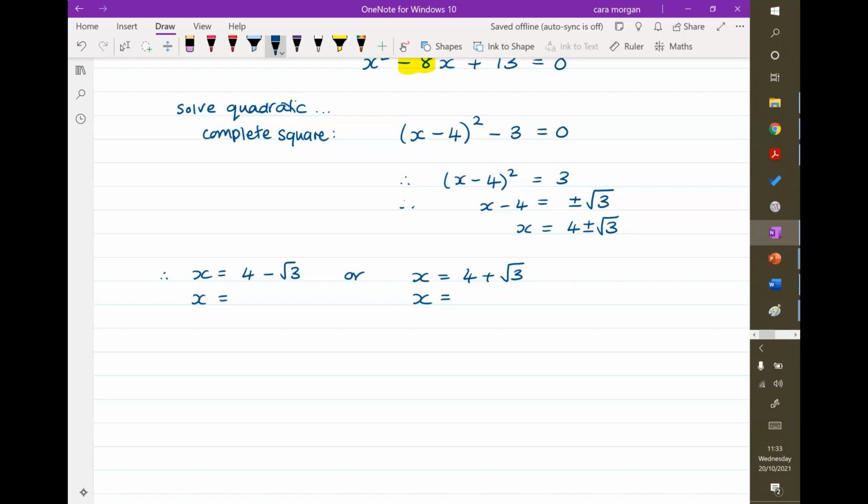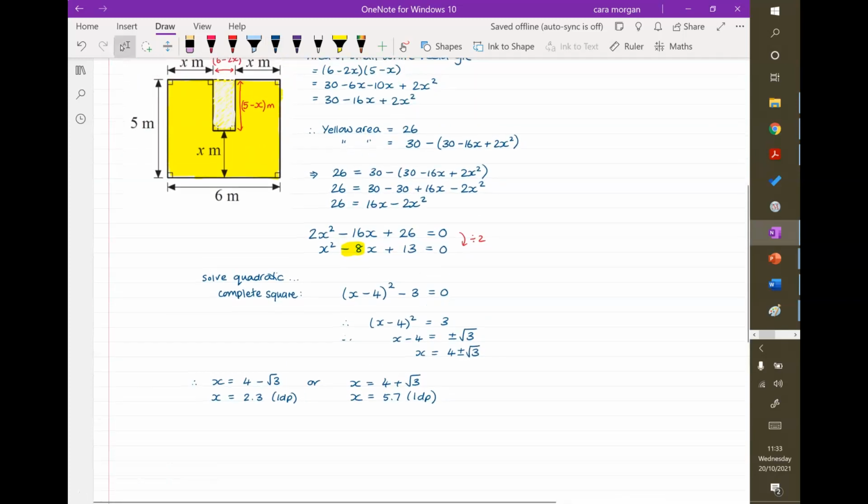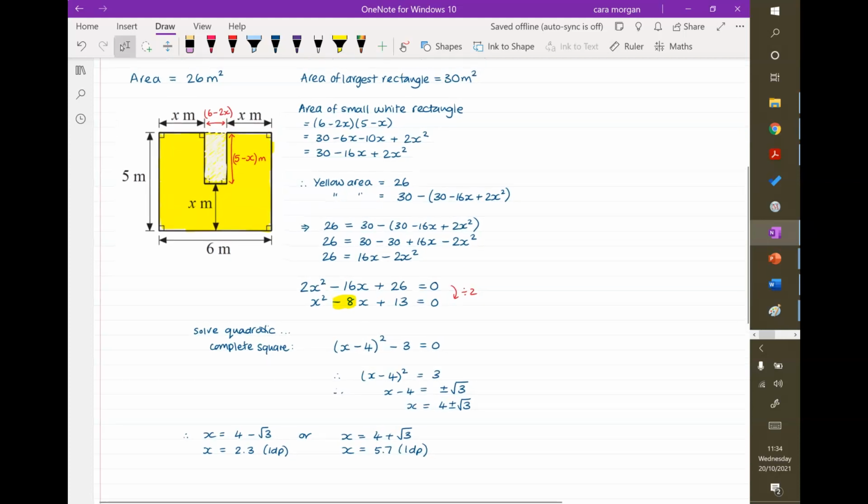So typing that into my calculator, the first one gives me 2.3 to 1 decimal place. And the second one, I just type that in, gives me 5.7 to 1 decimal place. Now, neither of those values are negative, so it looks as if 2 answers are therefore possible. But I think it's always very useful to go back to our diagram, because I'm not sure that both of those are actually allowed here.